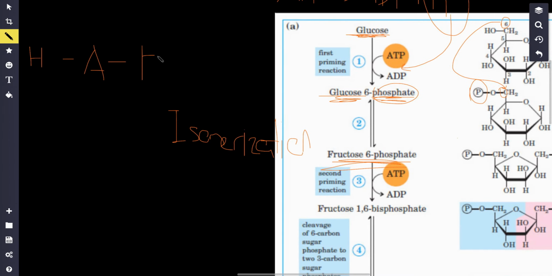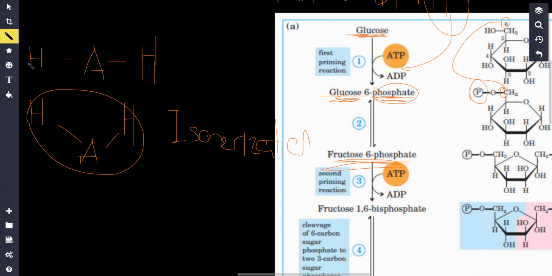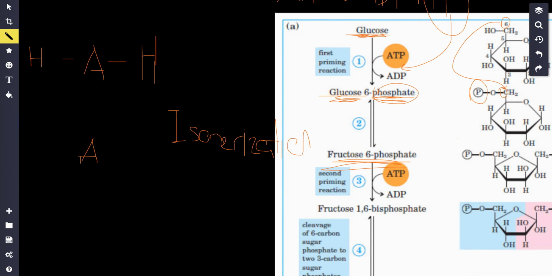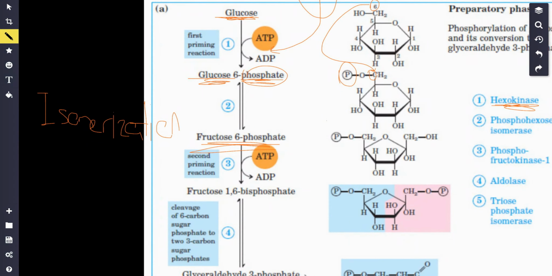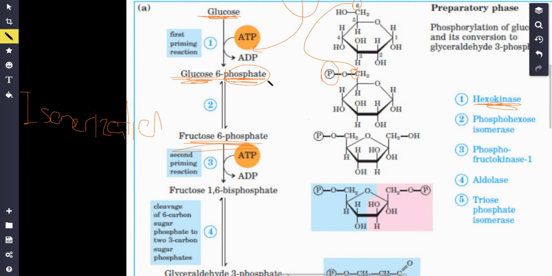if I have a molecule like this, and then let's say I have a molecule like this, just making this up. Notice how we have the same amount of atoms and the same type of atoms in each structure, but the actual structure itself is different, right? So these would be considered isomers of each other. Now this is pretty cool, but what happens is that glucose 6 phosphate is going to open up its ring. So this ring structure opens up, and then isomerization occurs, and then the ring closes back to form fructose 6 phosphate.